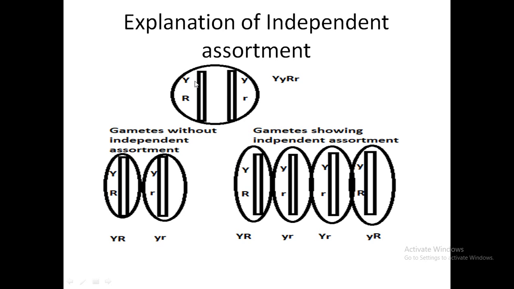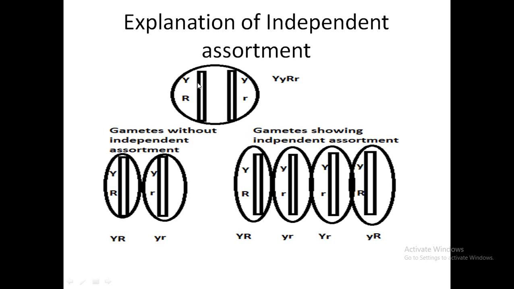Then a recessive allele present on one chromosome may go with the dominant allele of another chromosome, and vice versa. Then these two different types, or non-parental types or recombinant types of gametes, are produced. This is nothing but the law of independent assortment.